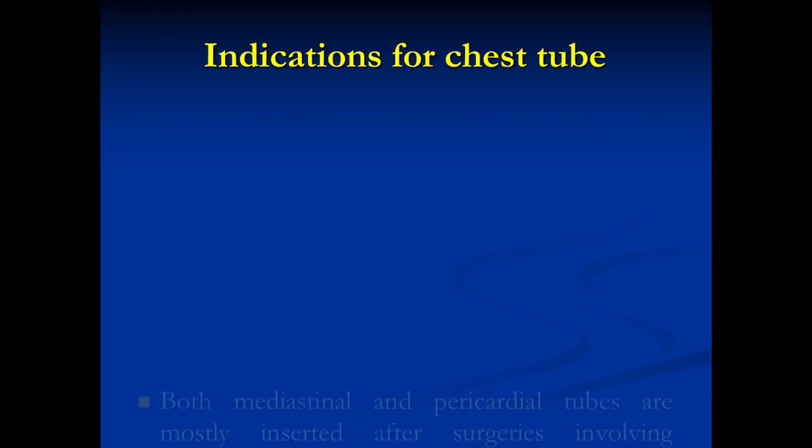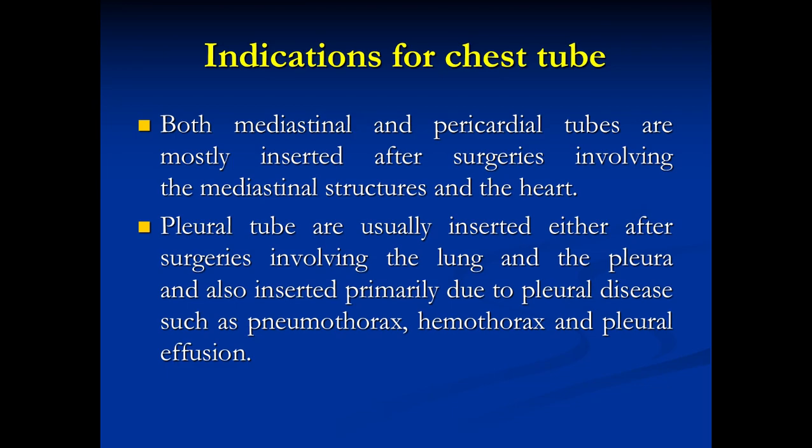Indications for chest tube. Both mediastinal and pericardial tubes are mostly inserted after surgeries involving the mediastinal structures and the heart. Pleural tubes are usually inserted after surgeries involving the lung and the pleura, and also inserted primarily due to pleural disease such as pneumothorax, hemothorax, and pleural effusions, chylothorax for example.